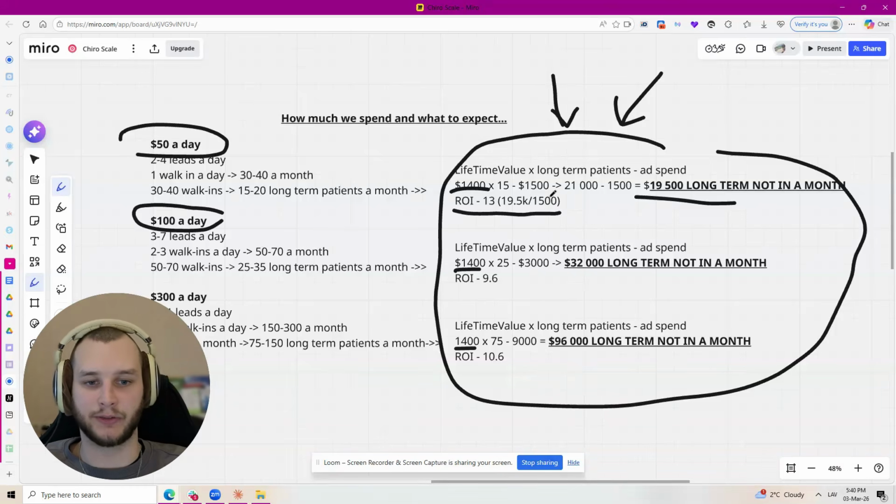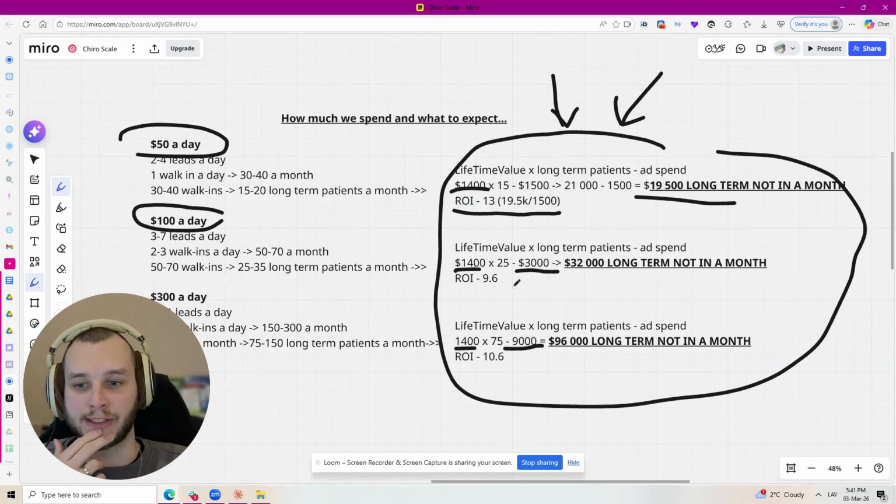$50 a day means $1,500 a month, roughly. Here we have $100 a day, so here it's 3,000, and here we have 9,000. Not every location can scale to 300 a day.